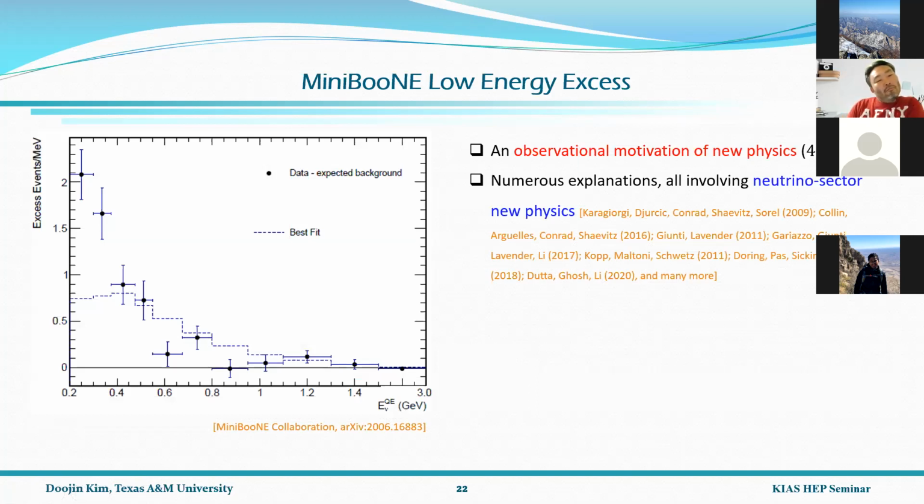So we are so impressed by the great potential of the charged mesons, and decided to apply this idea first to the famous MiniBooNE low energy excess. So needless to say, the MiniBooNE excess is one of the observational motivations for new physics. A lot of explanations have been suggested, all involving neutrino sector physics.